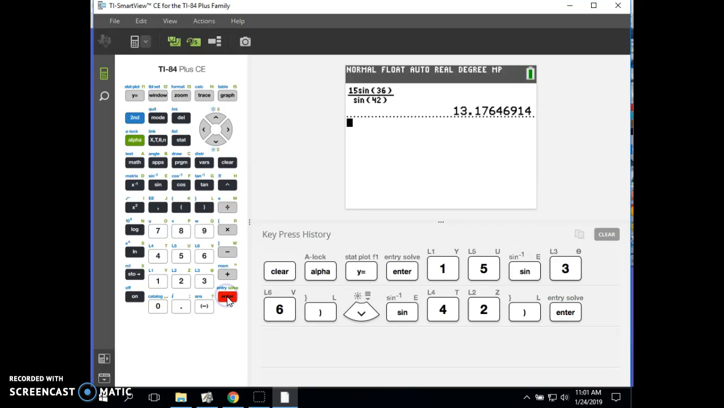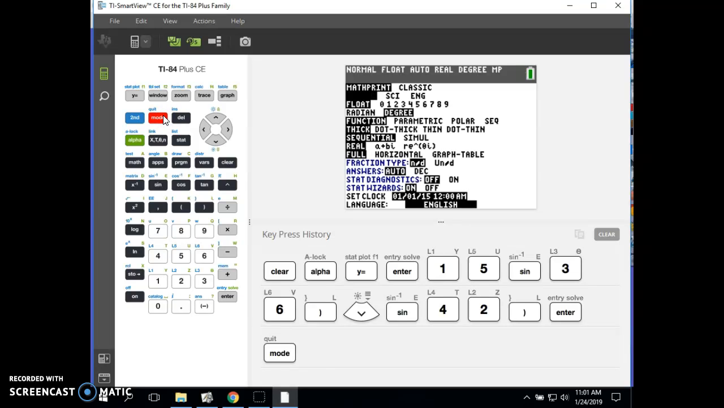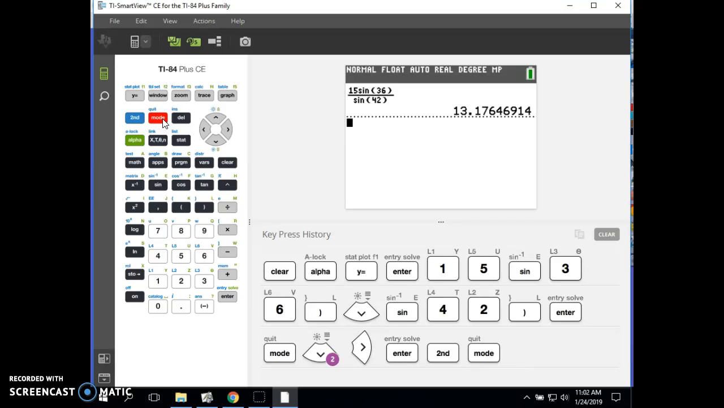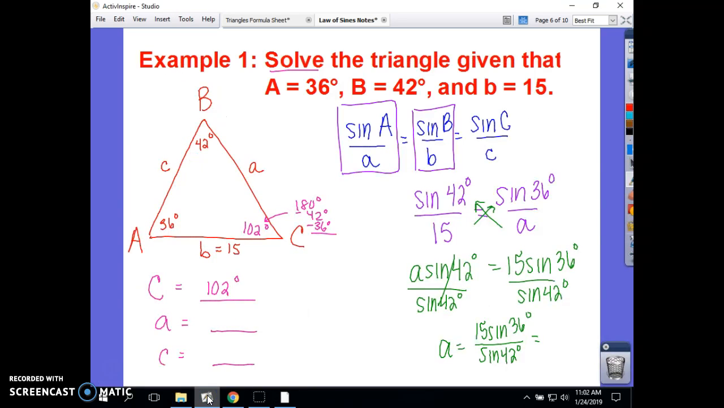Now many of you haven't used your calculator since we cleared the memory, and if you typed this in your calculator right now and did not get 13.18, then you're in the wrong mode. Because our angles are in degrees, we need to make sure that our calculator is in degree mode. So when you go down, most of yours are flashing in radian right now. You're going to need to arrow over to degree and press enter. And then when you second quit, now you're going to end up with the right answer every time. So what we know is that little a is 13.18.